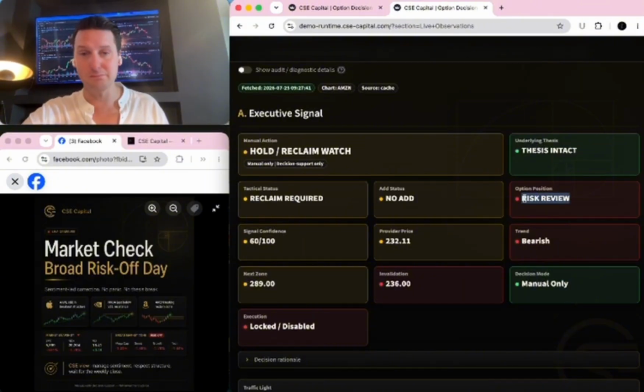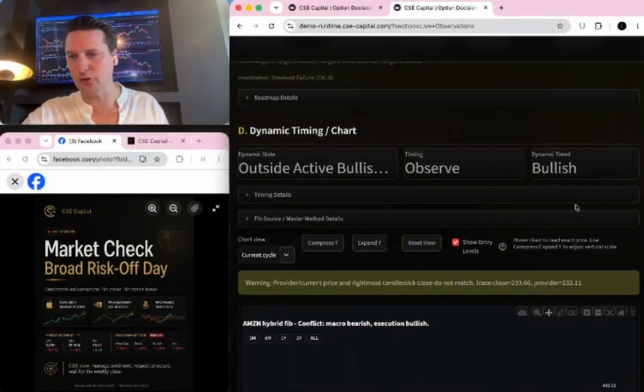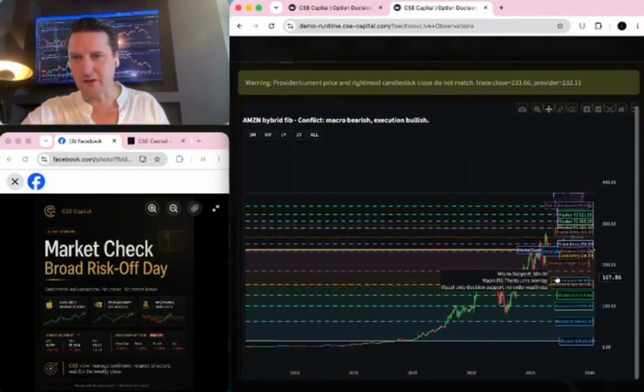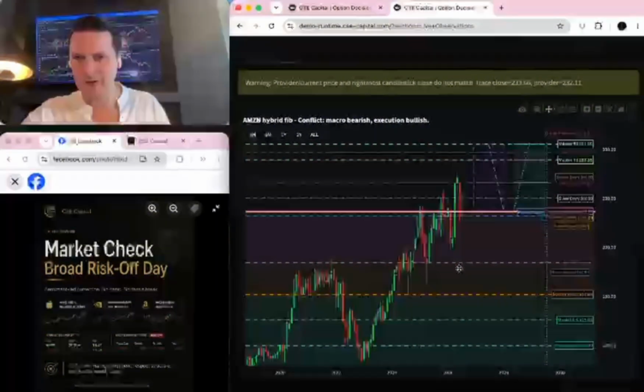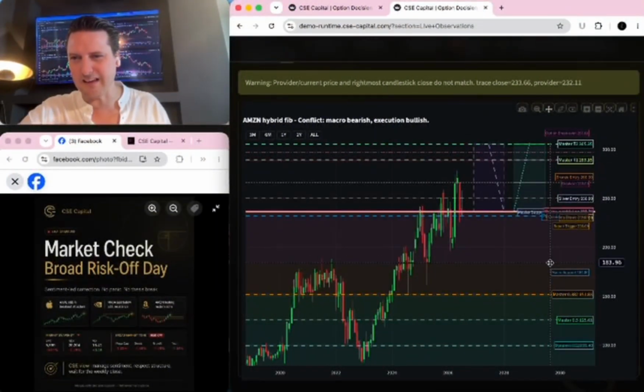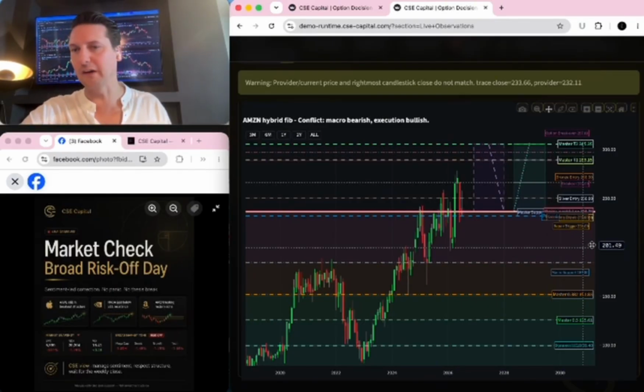Risk review, okay. The confidence is 60, so the confidence is a little bit lower. The price is 232. Now I understand, because I know that the breakout level is 236. As you can see, the invalidation says 236. I have to say we calculated it tight. I can make it a little bit looser also because, to be honest, the real invalidation is actually at 184.